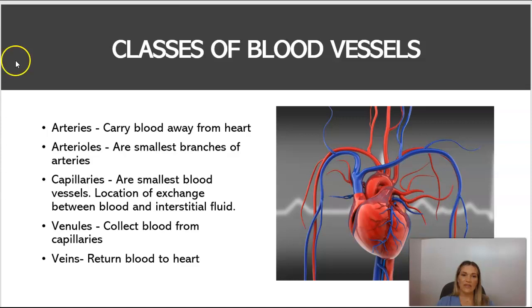So, classes of blood vessels. So first we have arteries. Arteries carry blood away from the heart. Then you have the arterioles, and they're the smallest branches of the arteries. You also have capillaries, and capillaries are the smallest of the blood vessels. And this is the location of exchange between blood and the interstitial fluid. You also have venules, and the venules collect blood from the capillaries, and then the venules run to the veins, which then return blood back to the heart.